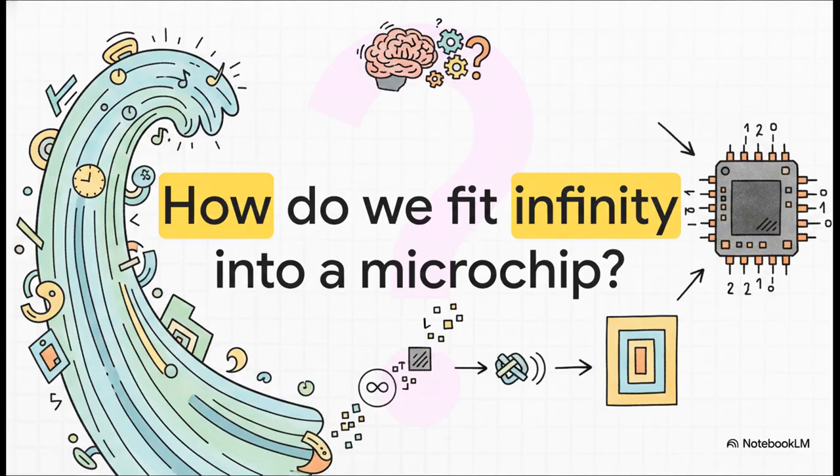Now, I want to start things off with a bit of a core existential conflict. How do we fit infinity into a microchip? Because if you think about it, our reality, the sights, the sounds around us, the flow of time itself, it's this infinite, continuous wave. But our machines? Well, they only speak in finite ones and zeros. So how in the world do we bridge that gap? How do you take something entirely boundless and squeeze it into a tiny, finite little box?